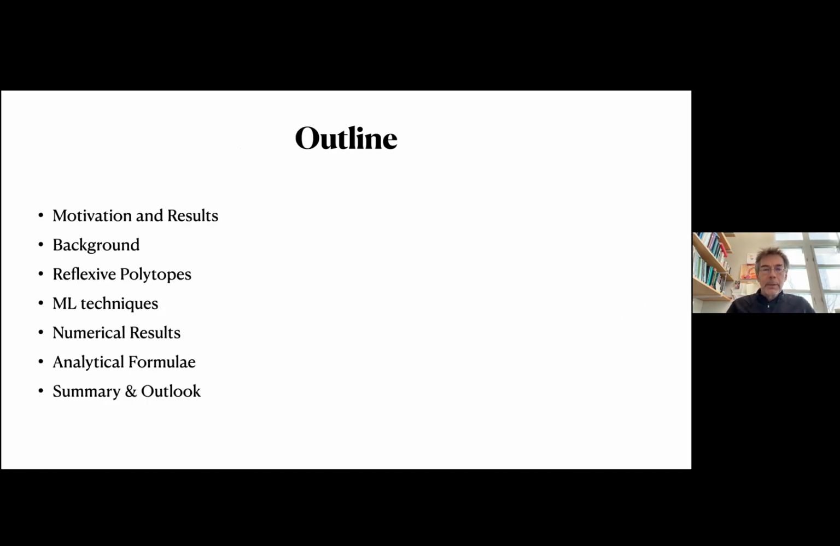Okay. So here's a quick outline. I've already given you the motivation. I'll provide you some background and discuss the reflexive polytopes, and then the machine learning techniques, moving on to the numerical results that then point to this analytic formula. And then I finish with the summary and outlook.